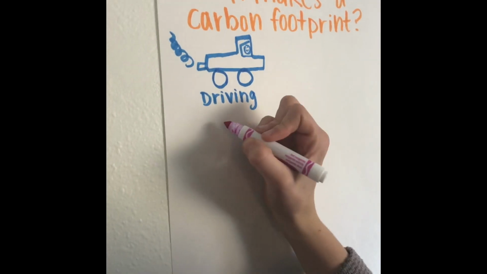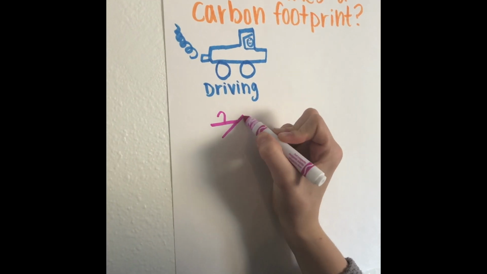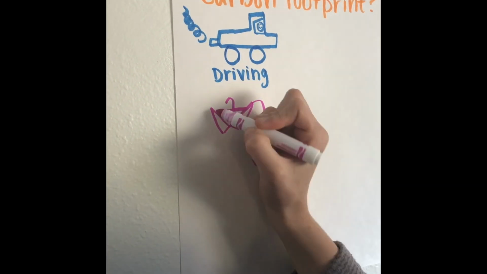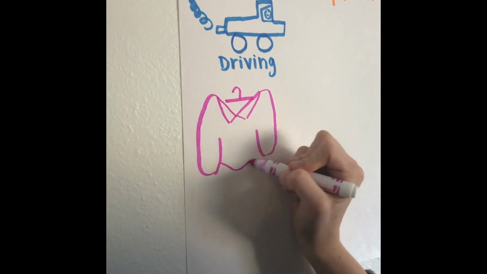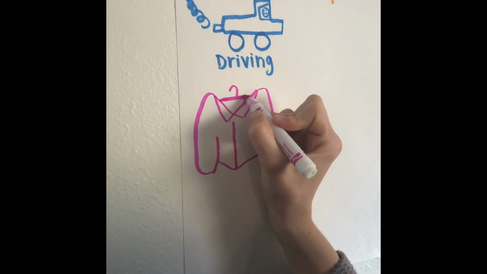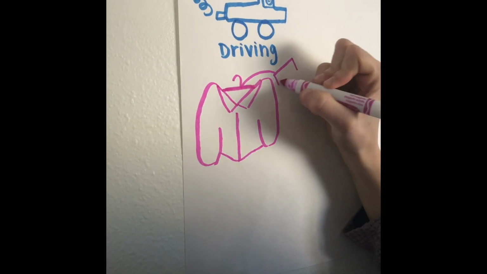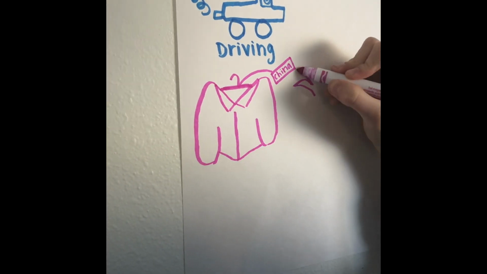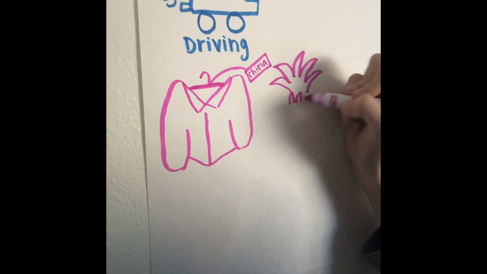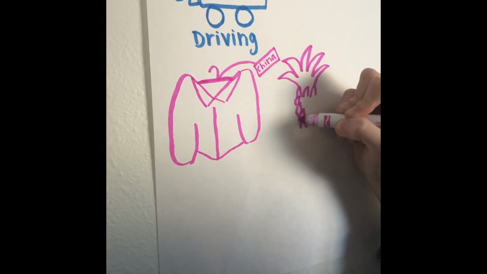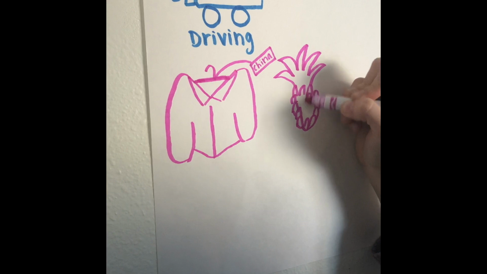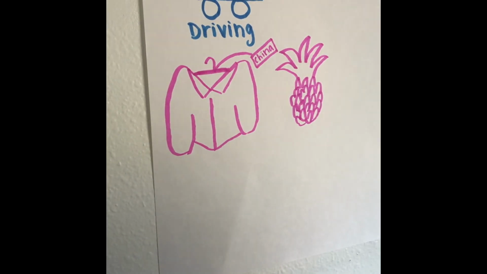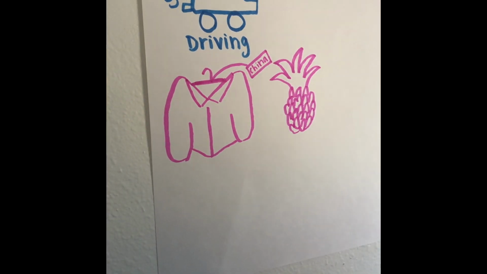A second thing that creates a carbon footprint is buying items such as clothes or food or your markers or your bed or your cell phone that come from other places. And these items that come from other places cause a carbon footprint because of the carbon that is used to fly them or ship them over to where we buy them in the stores.